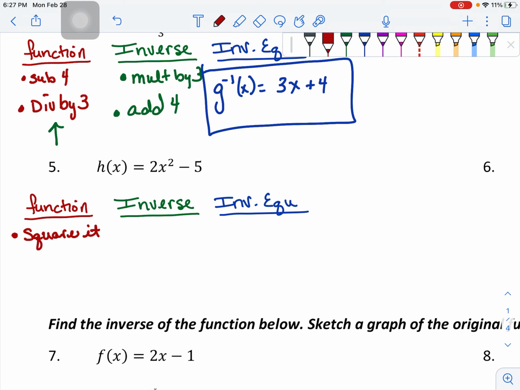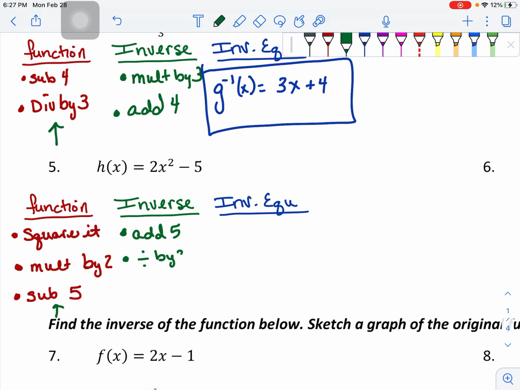Then, let me get rid of that so you can see it better. Then I would multiply by 2. Then I would subtract 5. So now again, we're starting from the bottom up. Instead of subtract 5, I'm going to add 5. Instead of multiply by 2, I'm going to divide by 2. And instead of square it, I'm going to square root it.